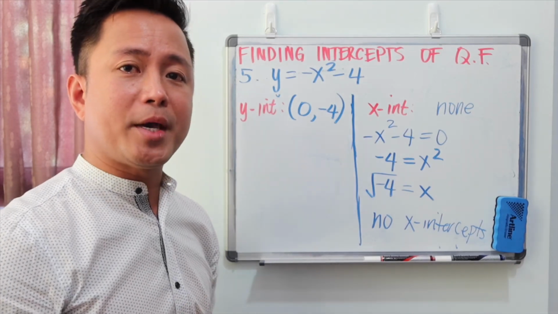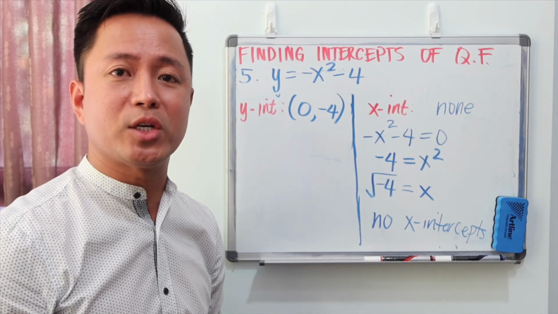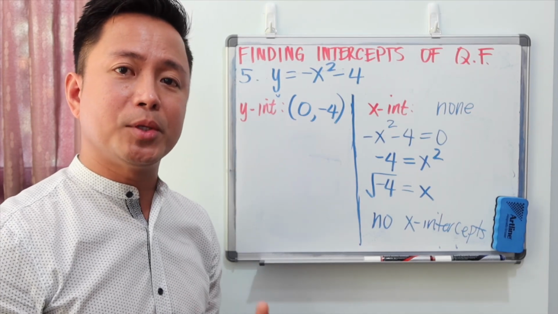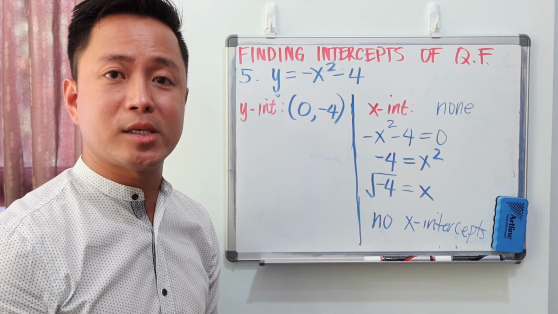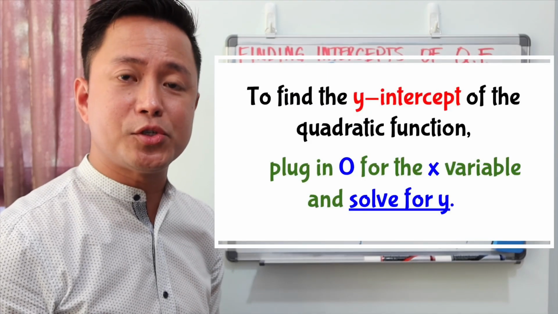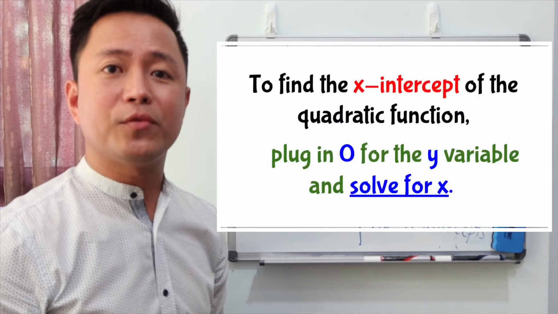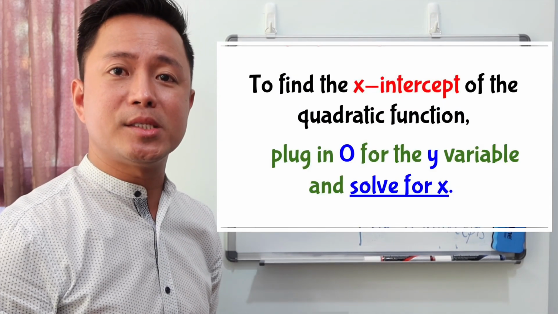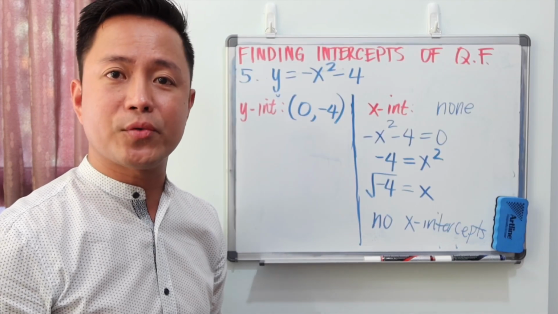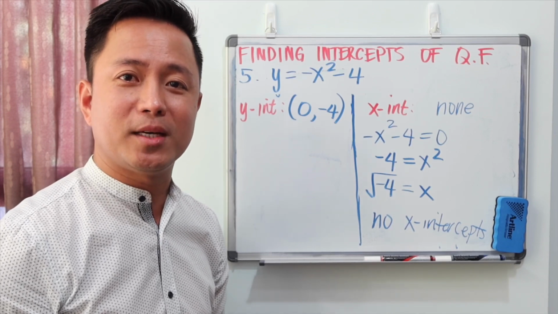So just to summarize, there is always one y-intercept for a quadratic function. For the x-intercepts, it is possible to have 2, 1, or no x-intercept. Again, to solve for the y-intercept, we substitute 0 for x and solve for y. When solving for the x-intercept, you plug in 0 for y and solve for x, either using factoring, square root method, completing the square, or quadratic formula.